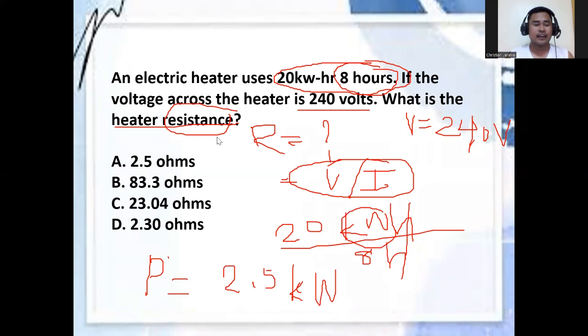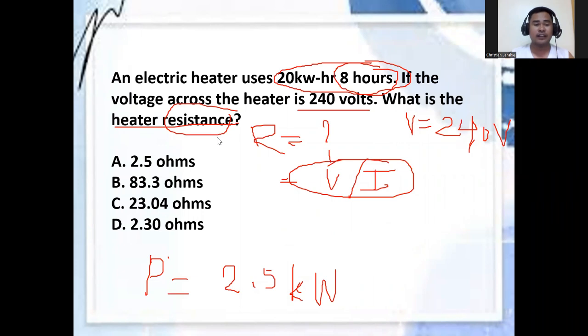So let's clear out the table. Ayan ha, sir. Saan po ba kinuha si 2.5, sir? It is just 20 divided by 8. You cancel hours kasi pareho po silang hours. Ang matitira na lang po is si kilowatt. Okay? Now, so it becomes right now, the formula is what we are trying to look is resistance. Voltage divided by the current.